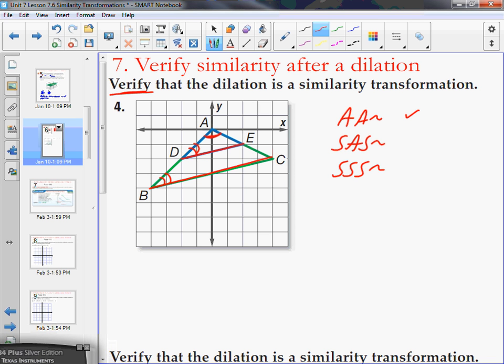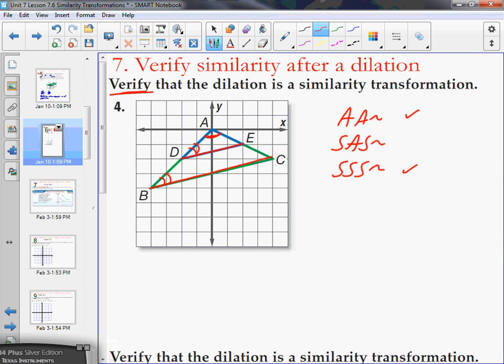Side-angle-side is probably the least satisfying. I would go for side-side-side similarity next, which would involve using the distance formula to find the length of all three sides of the blue triangle, the length of all three sides of the other triangle. Then we would have to make ratios out of those and see if the ratios are equal. It'd take a while, wouldn't it? We could do it. You know how to do it. It would take a while. So that's the way you would verify.